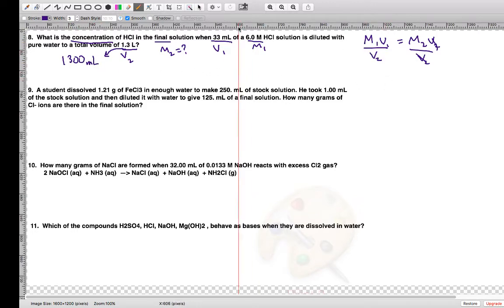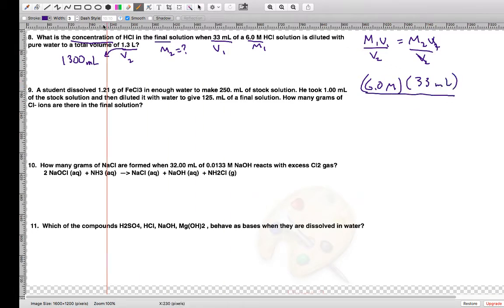Now I'm going to plug stuff in. 6, that was the M1, molar. Notice I still write the units even though I'm using a formula here. V1, 33 milliliters, divided by V2, 1,300 milliliters. The reason I wrote the units is because I can cancel out the milliliters and see that I get molar at the end. And is that what I wanted? Yes, they want the concentration, so that's why I used the units here.